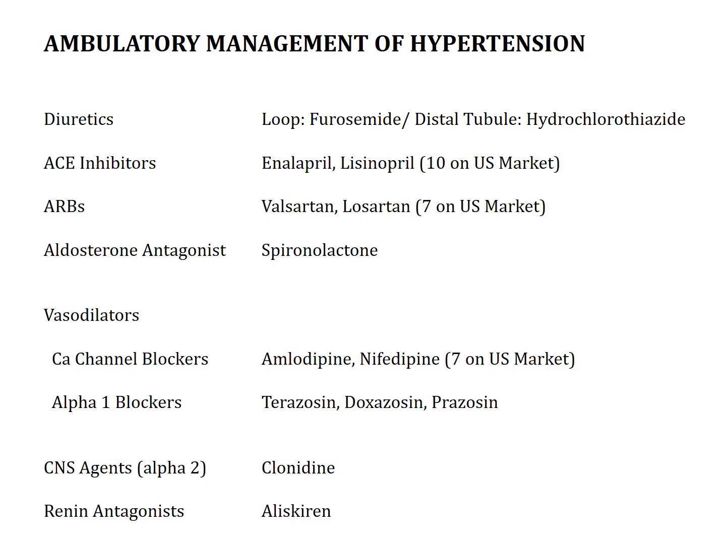ACE inhibitors, inhibiting the ACE enzyme, they all end in -pril, P-R-I-L. Lisinopril and enalapril are the two most common. There are 10 ACE inhibitors on the US market. Angiotensin II receptor blockers, also referred to as ARBs, all end in -sartan, valsartan and losartan being the most commonly used in the US. There are 7 of those on the market.